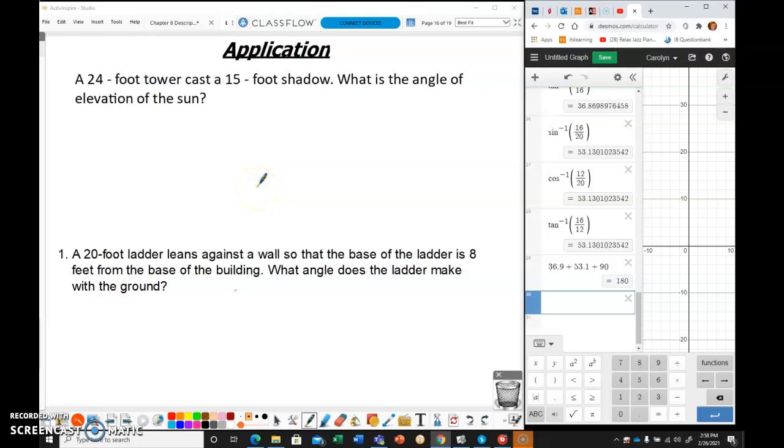All right, let's see if we can get through these application problems and do some more practice, and then we'll be done. So we have a tower. So here's my tower here.